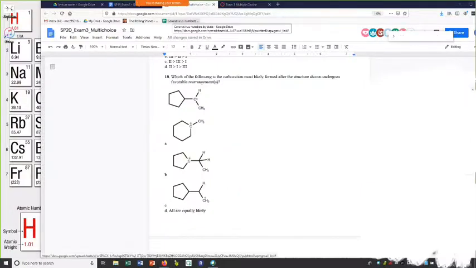So if we are looking at the carbocation most likely formed when this structure undergoes rearrangement. So we've got a carbocation. We need to do a rearrangement. That means we're moving an atom from somewhere next door. So we could do this as a rearrangement.